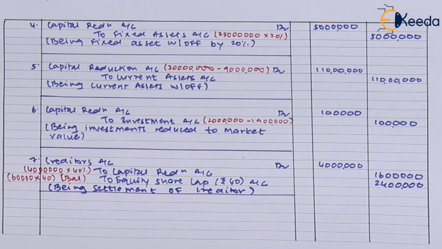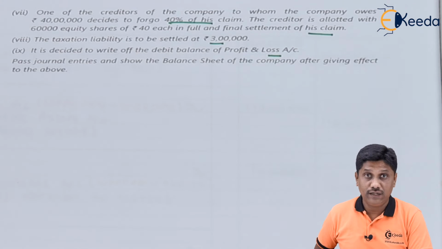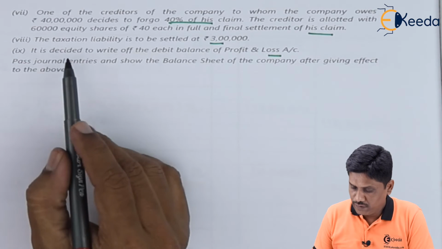Narration is being settlement of creditor. So 40 lakhs worth of creditors are now settled. Let us move on to the next transaction. Friends, let's see the next transaction.